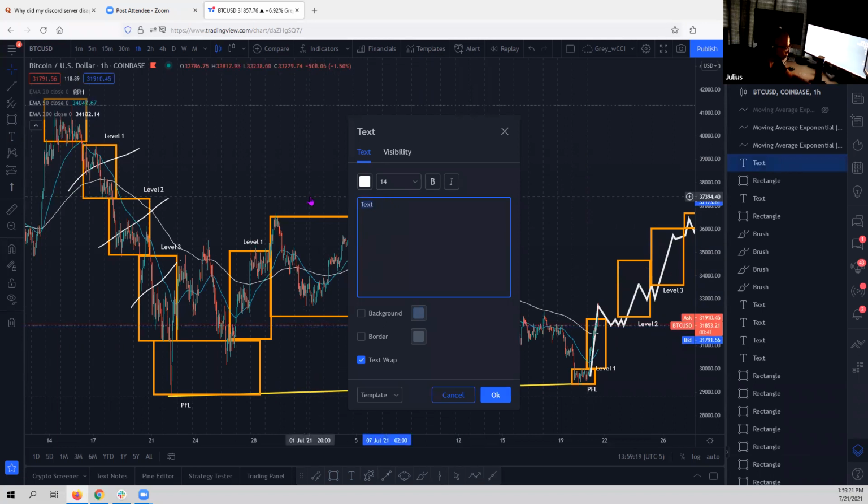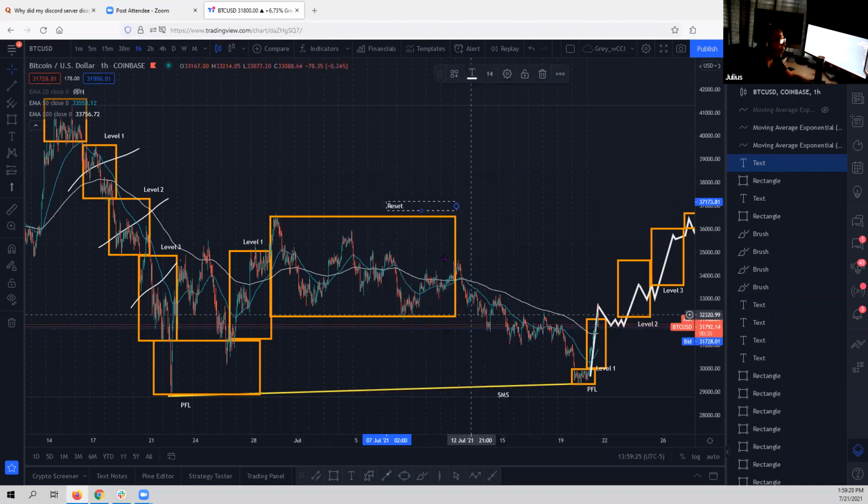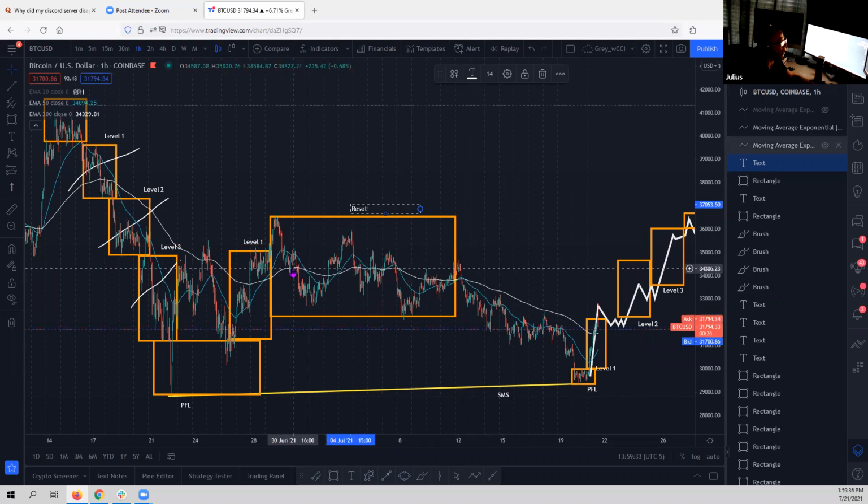Why is it reset? Because it's definitely not level 2. And it's definitely not a peak formation high. And reset can be identified based on consolidation of the EMAs, the 50 and the 200. This is the significance of the 50 and the 200 EMA. So the salt in my cookie.